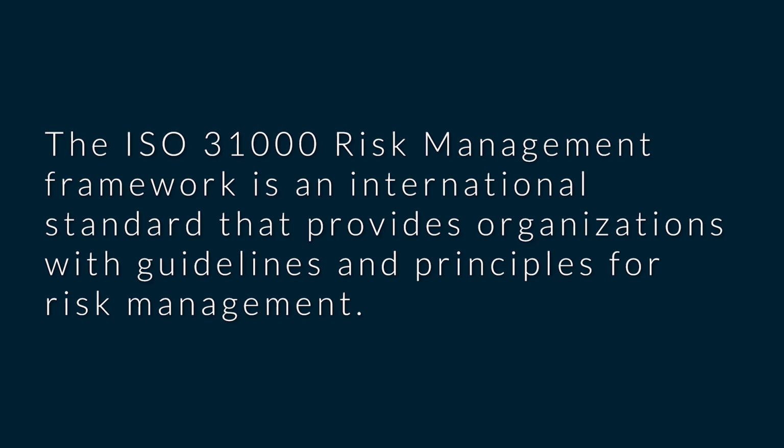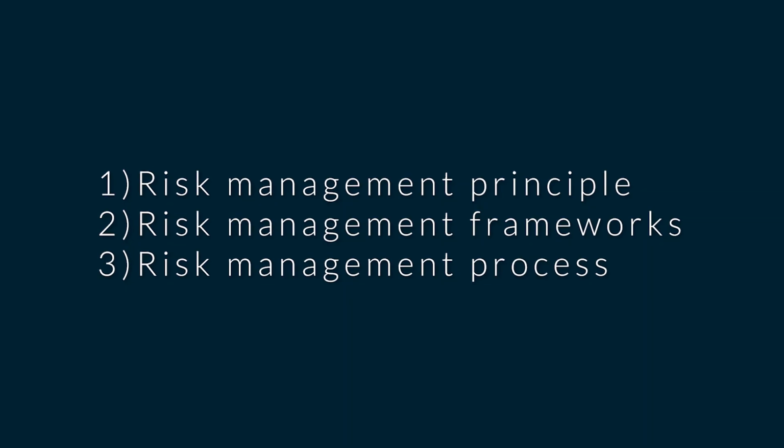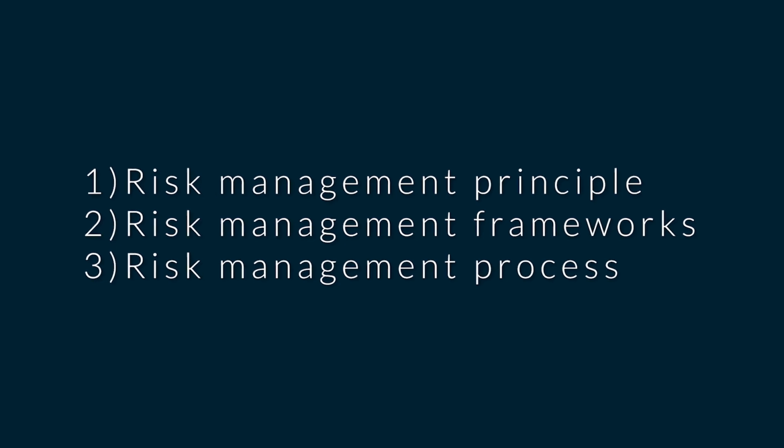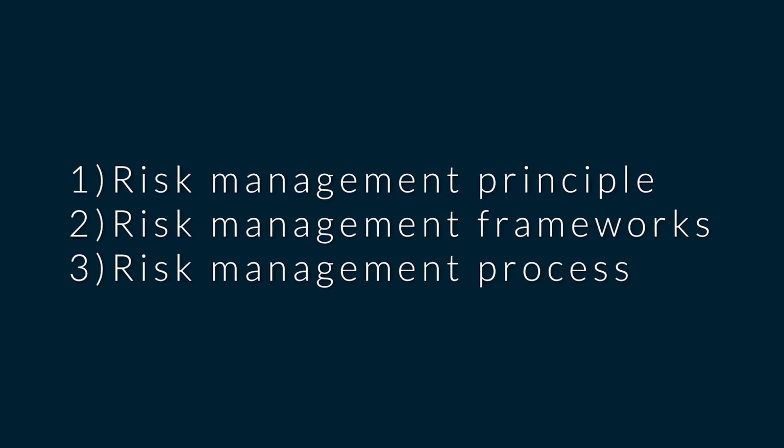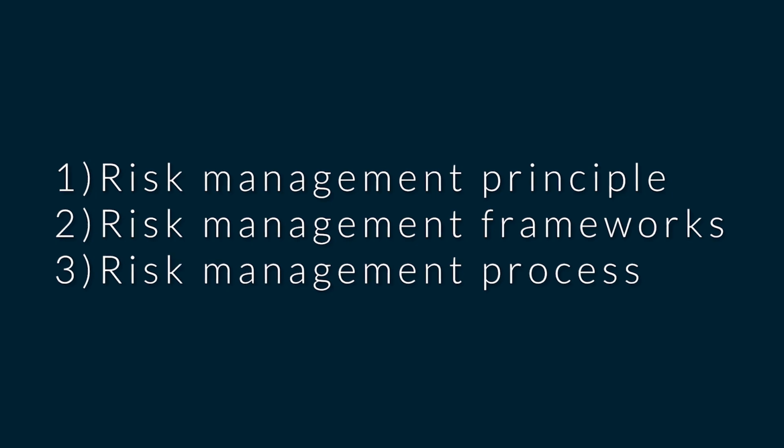31000. So ISO 31000. Now the ISO 31000, that is Risk Management Framework, is an international standard that provides organizations with guidelines and principles for risk management. And with this particular standard, there are 3 components, okay, which are important. And in this case, we're talking about risk management principle, risk management frameworks, and risk management process. So let's look at all these quickly, and let's start with the first one.